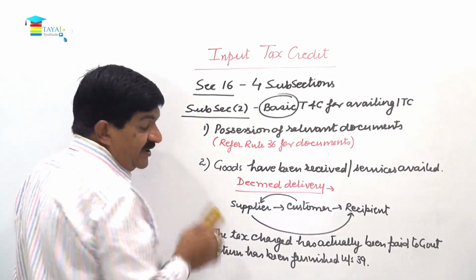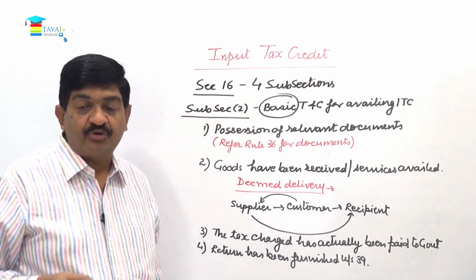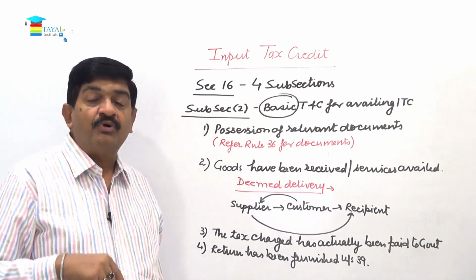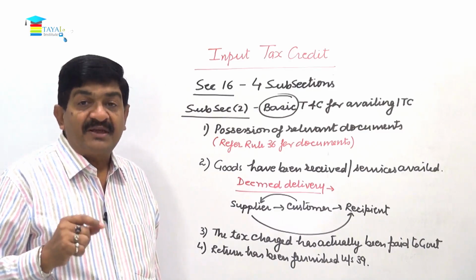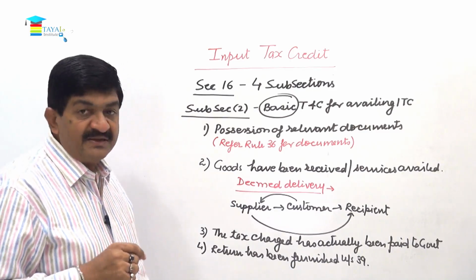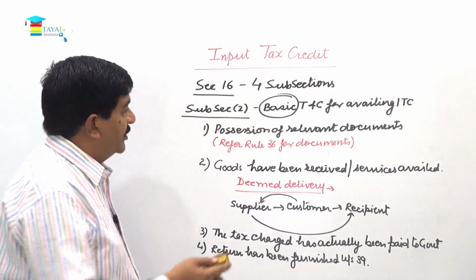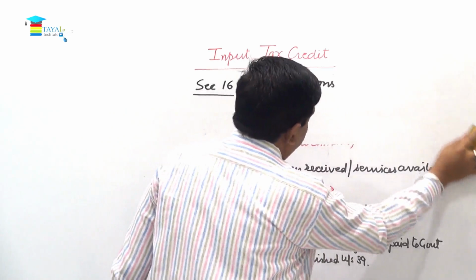Now subsection 3 that I already discussed, that is in relation to capital goods. If the value of the goods is capital along with the amount of tax charged thereon, then no credit, and otherwise credit will always be available. So subsection 3 is already there in your notebook. Now directly coming to subsection 4.